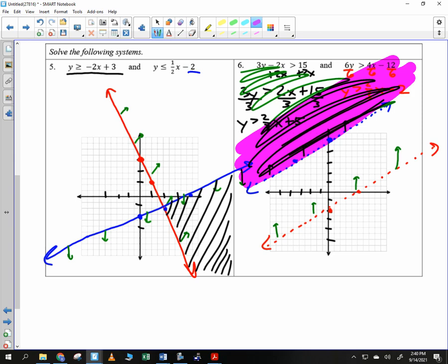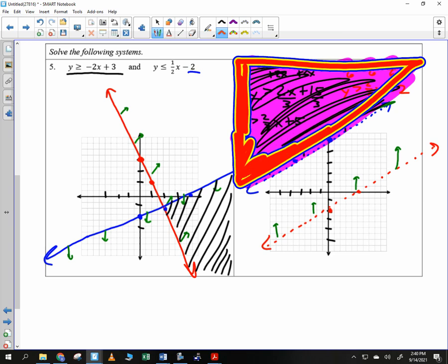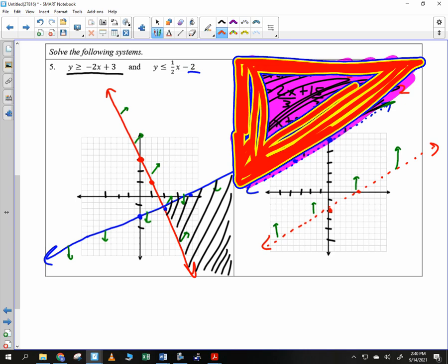How's that, Josh? Little purple highlighter? Why are you hating on my smartboard? Okay, then what do you want? You want like that? True that. Pretty sweet.